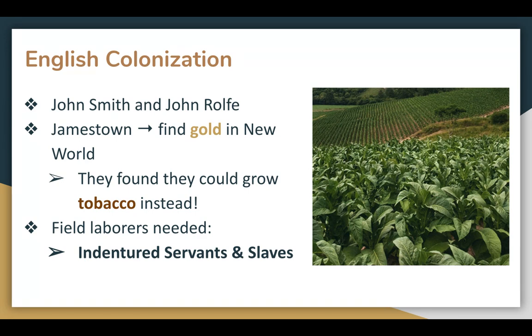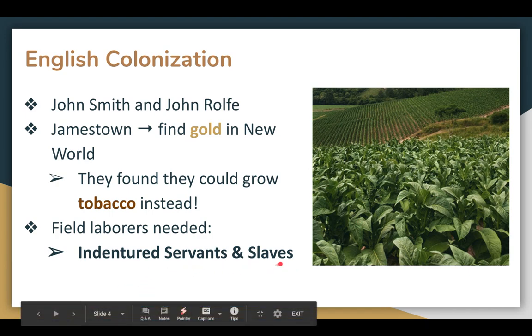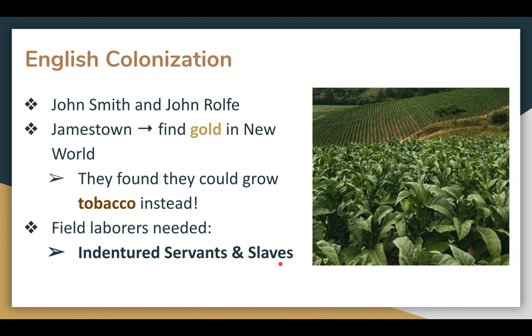And not that many people are going to sign up to do this type of hard labor, but there's going to be two types of people that the colonists are going to get to do this labor, and that is indentured servants and slaves. And on a separate assignment right after this, you will be looking at what indentured servants are and who slaves are, and just picking out 3 similarities and 3 differences.